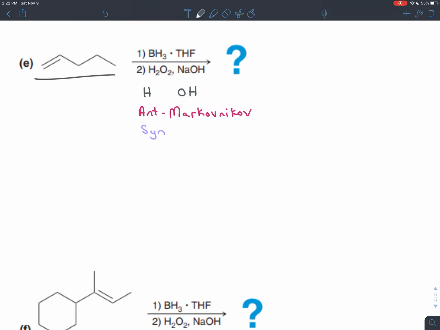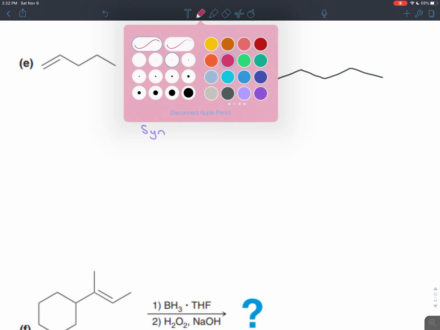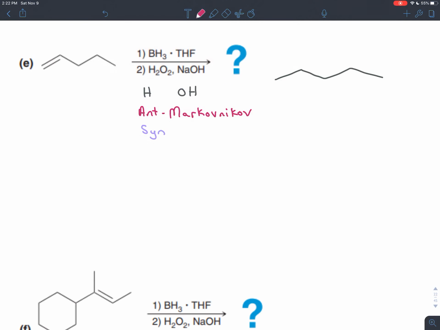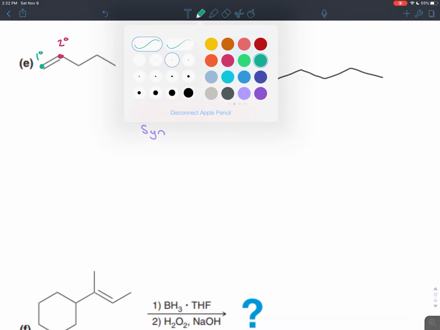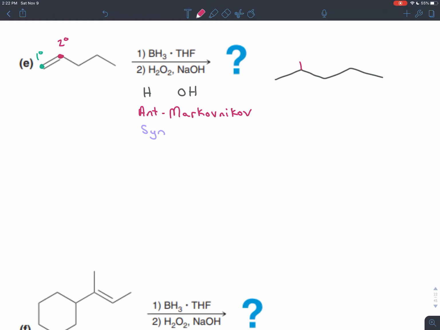So you can redraw the original molecule just without the pi bond. We're going to use those pi electrons as molecular glue to stick new stuff onto the carbon skeleton. The sigma bonds all stay the same, and because it's anti-Markovnikov, we want to add the hydrogen on the more substituted carbon. The carbon here on the right in the double bond is bonded to 2 other carbons, so it's secondary, and the carbon on the left is bonded to just 1, so it's primary. So we're going to put the hydrogen on the more substituted carbon, the secondary one. And that means that the OH ends up adding on the less substituted carbon.